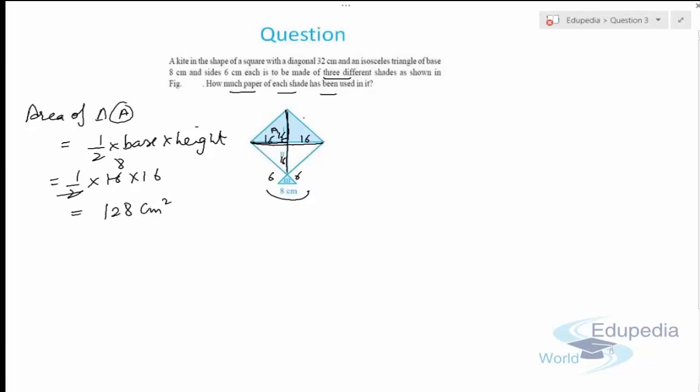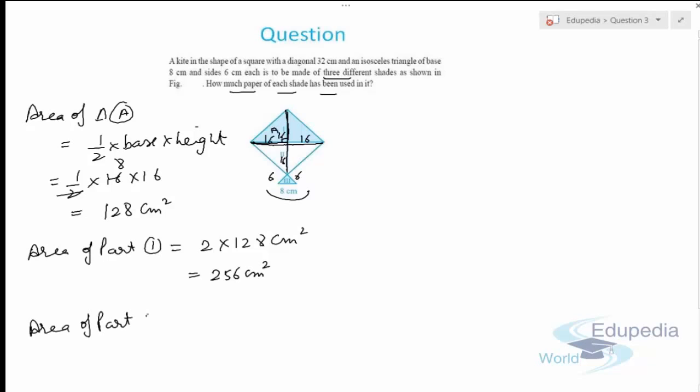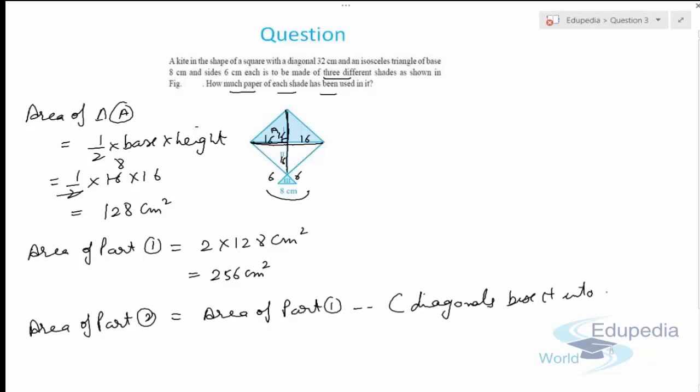Since part 1 makes up two similar triangles, we can say that area of part 1 will be 2 times 128 centimeter square. So 128 times 2 will come out to be 256 centimeter square. Now we need to find the area of part 2. Since it's a square and the diagonals bisect it into equal parts, the area of part 2 will be equals to area of part 1. Why? Because diagonals bisect into equal halves, right? So area of part 2 will be 256 centimeter square.